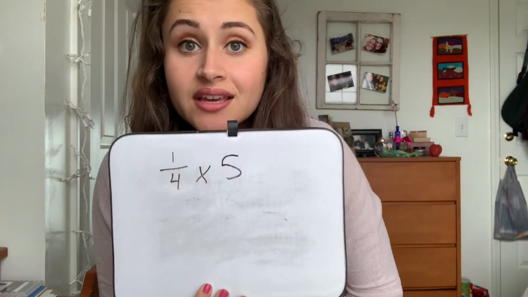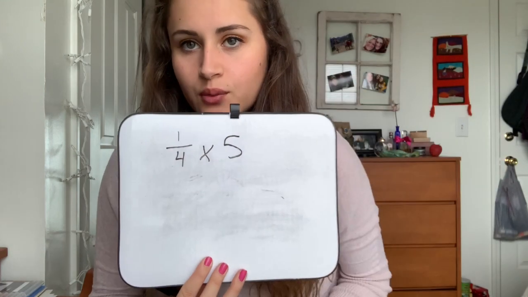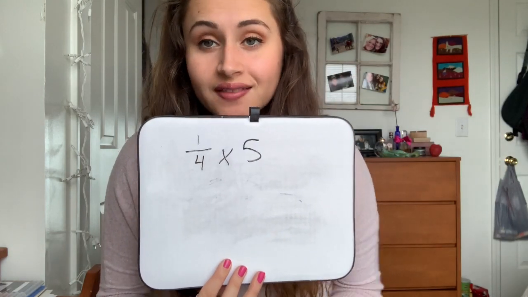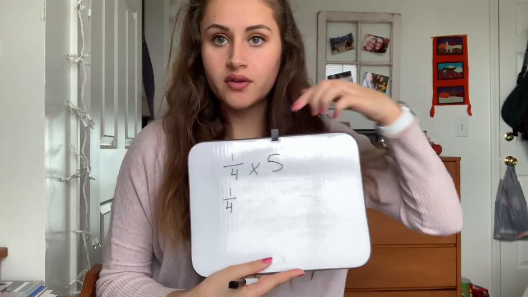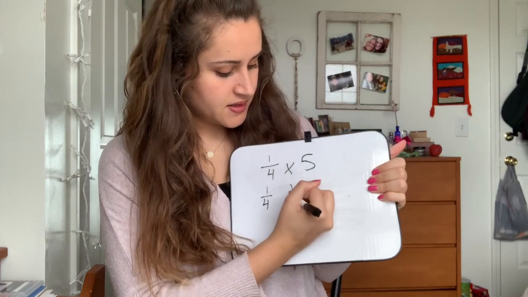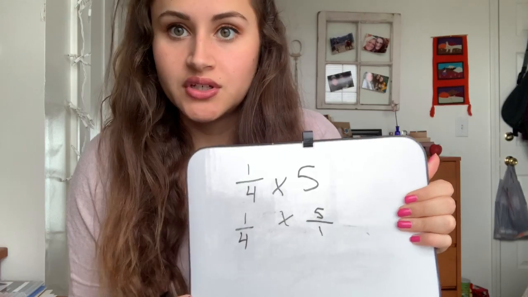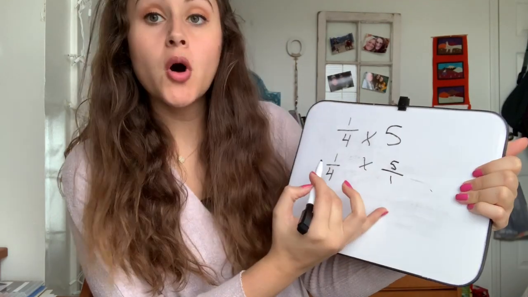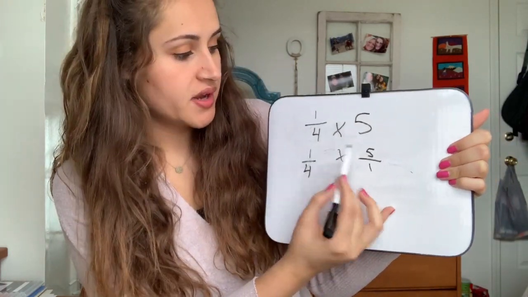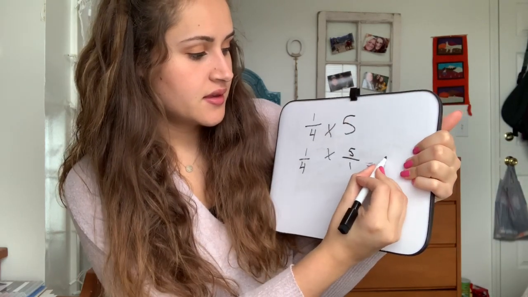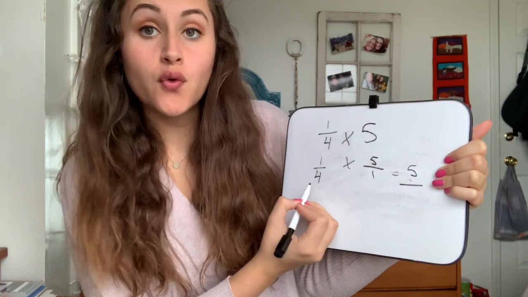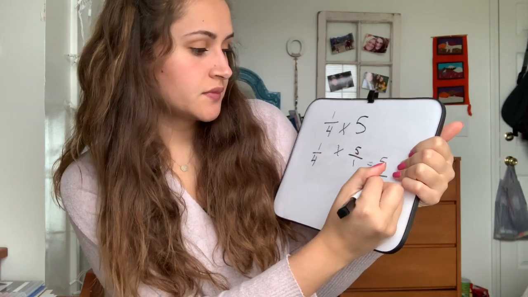times 5. So a little bit bigger. Let's think through our steps. What's the first thing that we can do? That's right. Let's put 5 over 1. So we keep the 1/4. I'm going to have 1/4 times 5 over 1. Well, now what do we do? What's our next step? Multiply straight across. 1 times 5 is 5. 4 times 1 is 4.